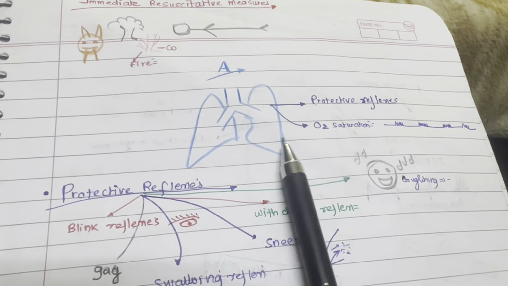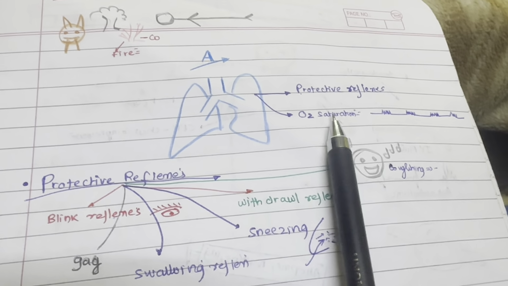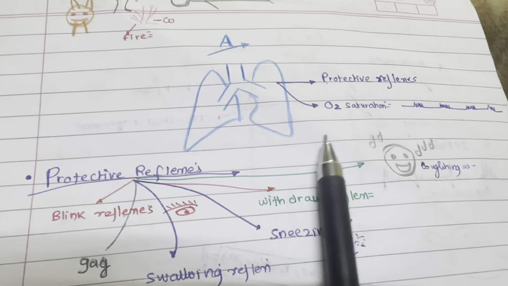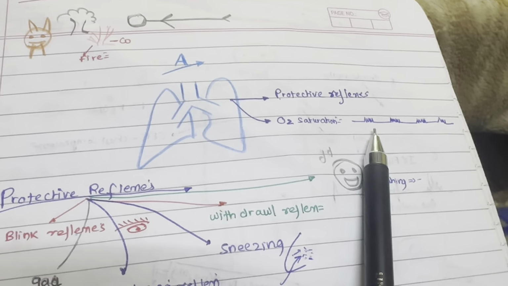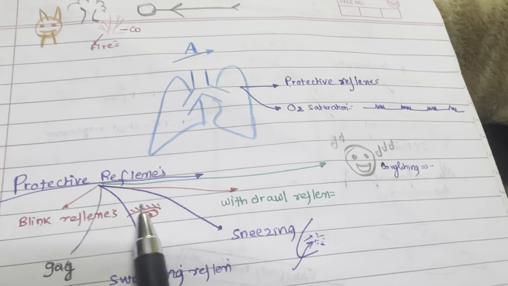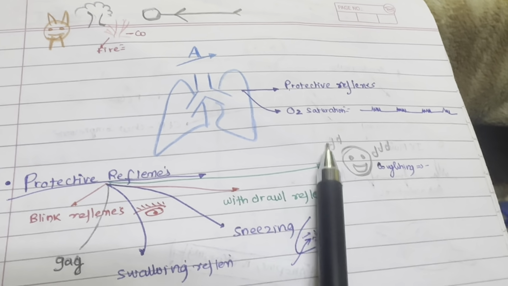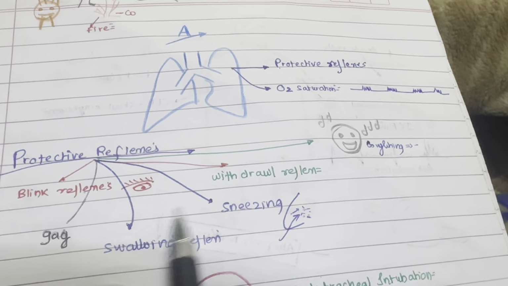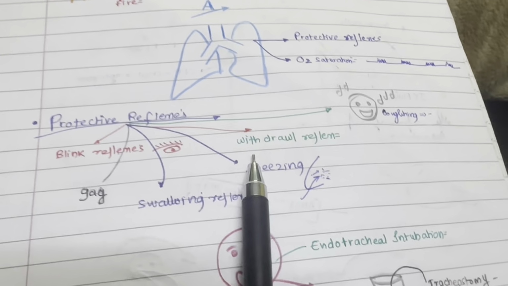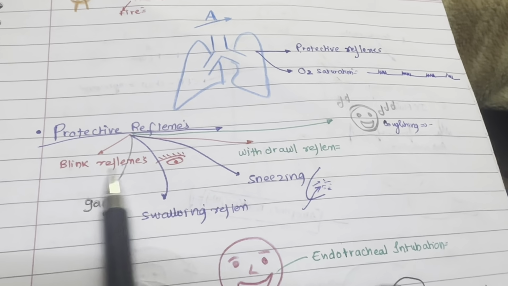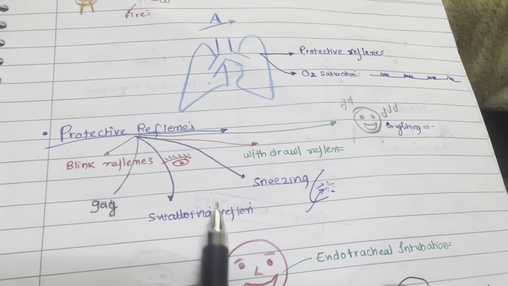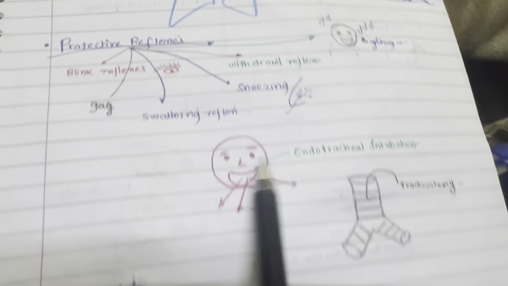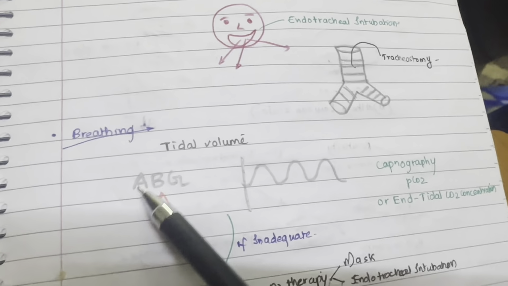First of all, airway assessment: assess protective reflexes. Monitor oxygen saturation continuously. If inadequate, open up and clear the airway of secretions and vomit; endotracheal intubation, tracheostomy if necessary. Protective reflexes are the gag reflex, swallowing reflex, sneezing reflex, withdrawal reflex. Breathing.